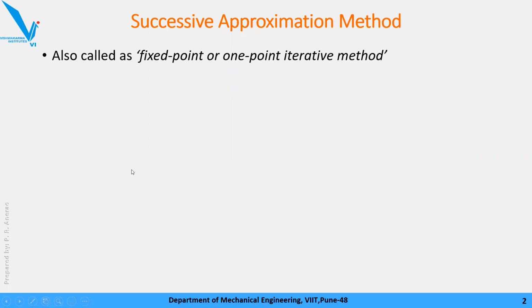Successive approximation method is actually the first iterative method. It is also called the fixed point or one point iterative method. In some of the books, you will find that the successive approximation method is written as just iterative method. Okay, उसके आगे पीछे कुछ नहीं रहेगा. They will not mention successive approximation method. They will write just iterative method.